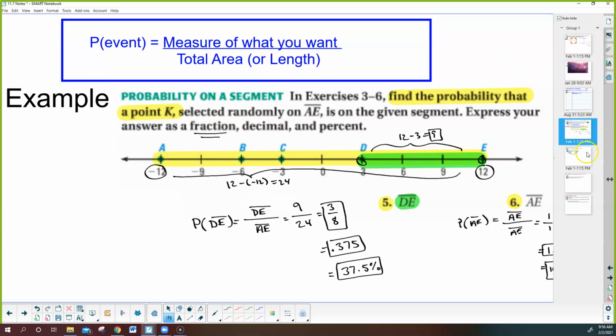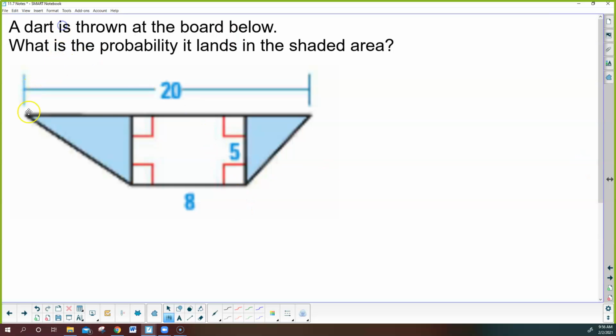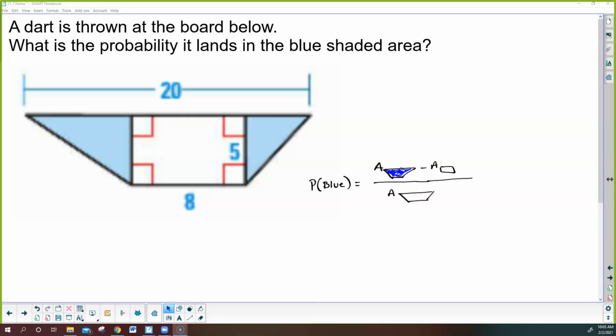The next example we've got today is just another area one. It's very similar to the warm-up, so I'm going to have you give this one a shot. Let's pretend that our dartboard now is this shape overall, and you have the dimensions. What is the probability that it lands in the blue shaded region? I'll give you a couple minutes.